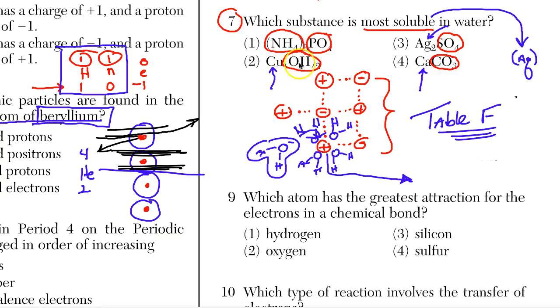Copper hydroxide. Now copper is a transitional element. It has multiple charges. So this would be copper 2, this is -2 overall, so this is copper Roman numeral 2 hydroxide, silver sulfate, and calcium carbonate. So let's go through our choices to see which one from table F is the most soluble. Okay, so they didn't say go to it, but it's really a table F question. Again, I'm teaching you the concepts behind it. So let's go to the table.